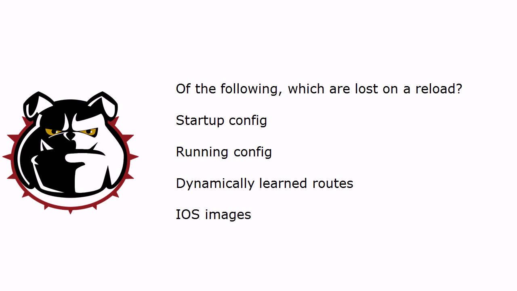So related to that question, of course, which of these are lost on a reload? Well, your startup config is in NVRAM and it's going to be retained. Your running config is in RAM and it's not going to be kept. And the same is true for your dynamically learned routes, your routing table. And then finally, your IOS image, we better keep that on a reload. And we will, because that is in flash.